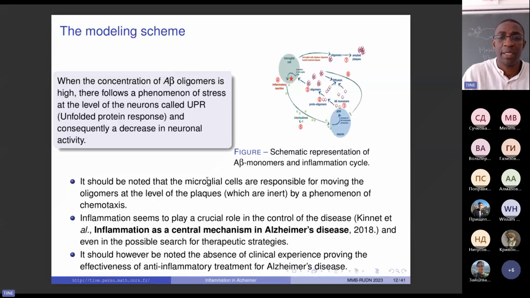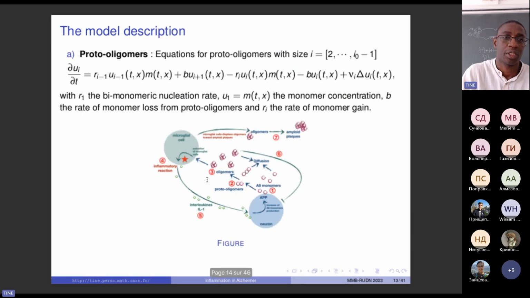It should, however, be noted that there is an absence of clinical experience. Of course, we cannot cure or treat this disease at the moment. That's why all the studies are good, in order to help elaborate some therapeutic strategy.